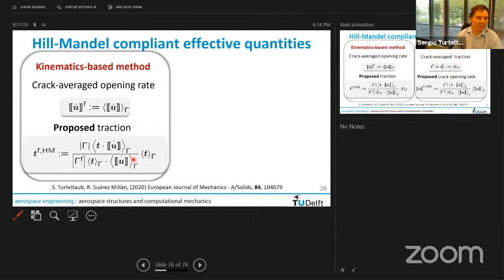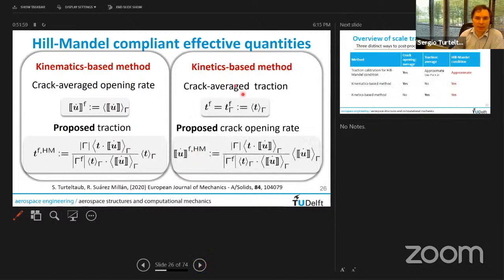And if I simply multiply by this factor, it's essentially saying I have a wrong solution, but I can get the right solution by multiplying the quantity that I have by the right solution, and I divide it by the wrong solution. That's exactly how this works. So we know what we want to get at the end. So we modify the traction, this average, by this quantity such that the average of the product is equal to the product of the effective quantities, which is what we want. Similarly, the kinetic space method is the other way around.